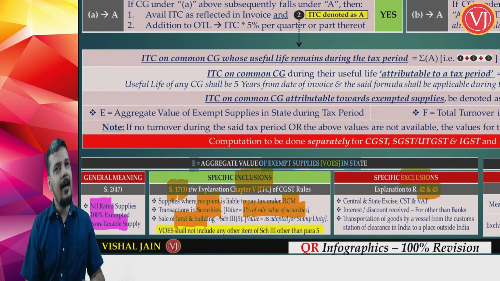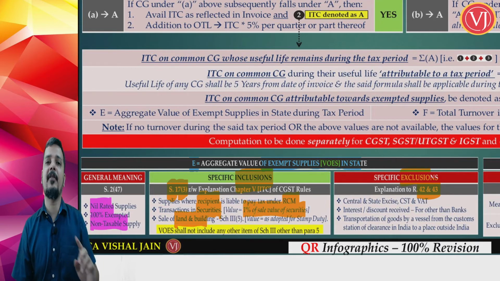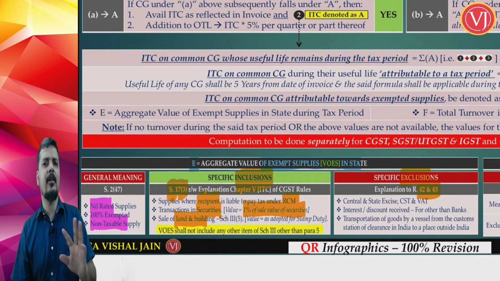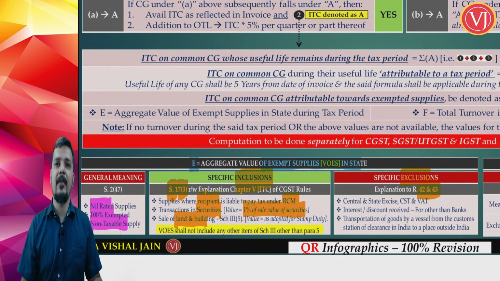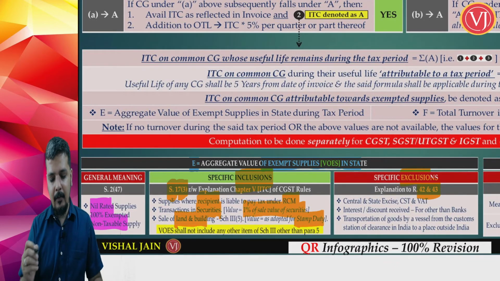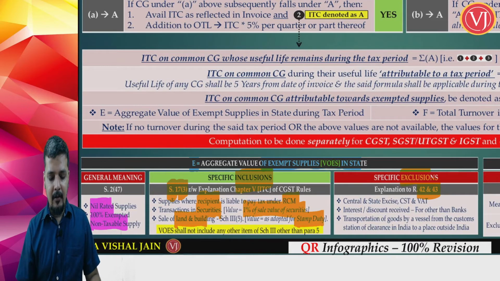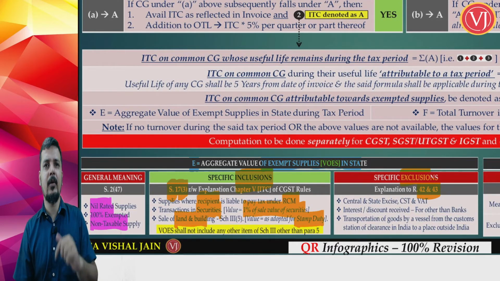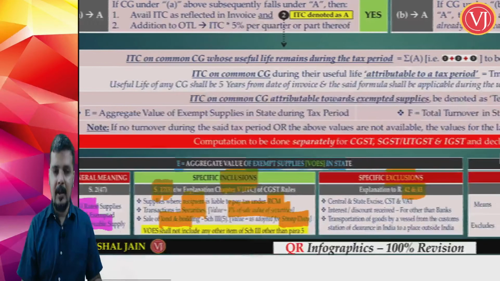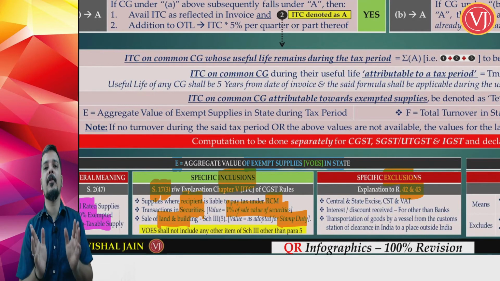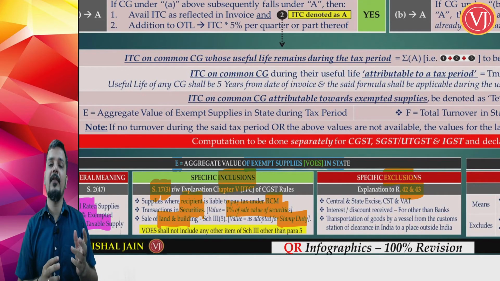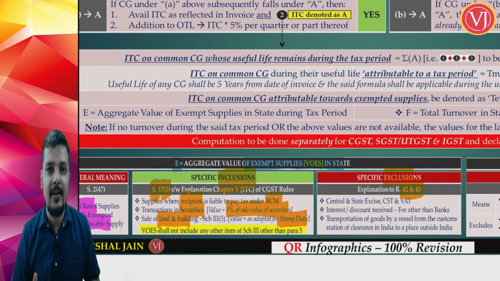Land and building, again, sale of land and building is not at all a supply, Schedule 3, but for the purposes of 42, 43 it will be included in value of exempt supplies. What value? Stamp duty value. It will not include any other Schedule 3 item, only this particular value of land and building. These are all specific inclusions. Why? They are not technically exempt, but for the purpose of 42, 43, treat them as exempt, add them in value of exempt supplies, increase the numerator so that the reversal of ITC for 42 or addition to output tax liability for 43 is more.